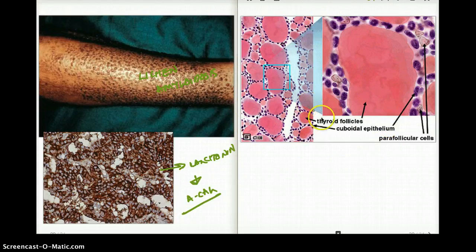So you can see that this is a nice, beautiful diagrammatic picture. The pink region in the middle is our thyroid follicle, sorry, and then the purple region is our cuboidal epithelium. And the parafollicular cells are kind of in between our cuboidal epithelium. So these are our parafollicular cells. So we're kind of tying everything together here.